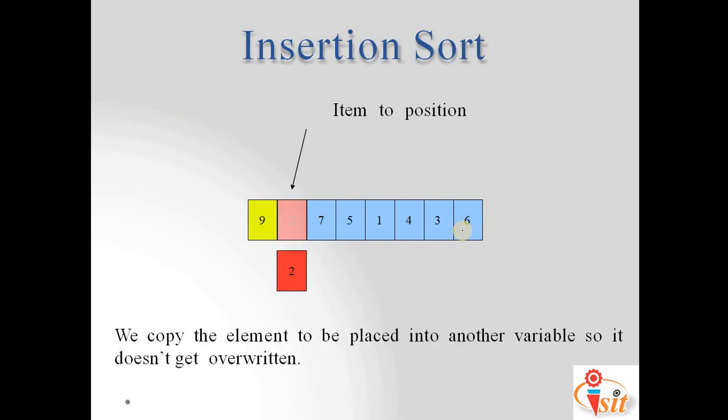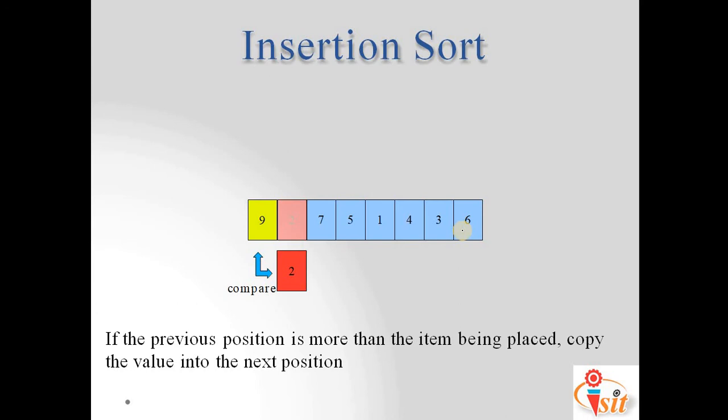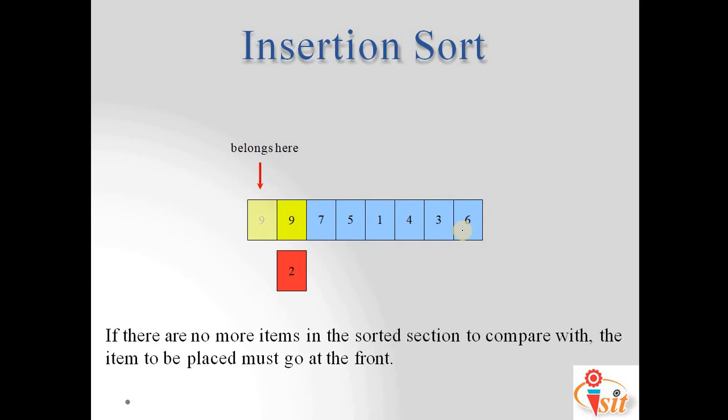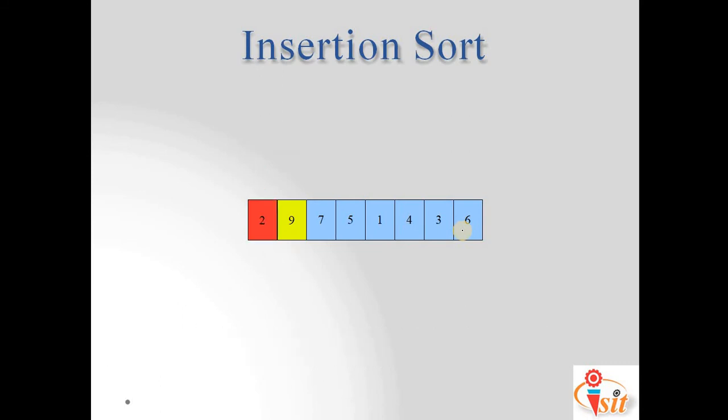So 2 is going to be compared with 9. 2 is less than 9. In that case we need to insert 2 at the first position and 9 at the second position. So 2 is the lesser element than 9, so 9 is going to be moved to the second position and 2 to the first position. Now 2 and 9 are the sorted order and the remaining elements 7, 5, 1, 4, 3, 6 are the unsorted elements.